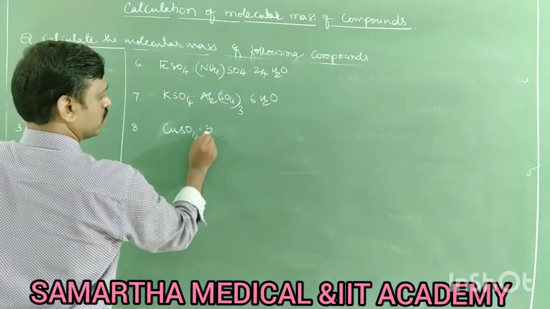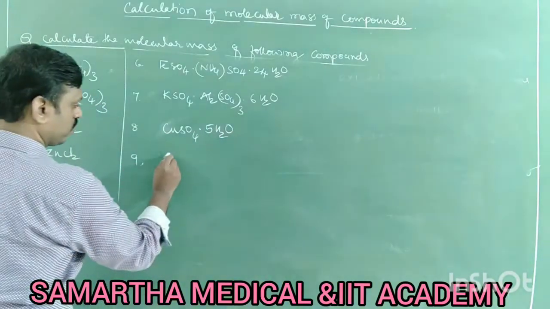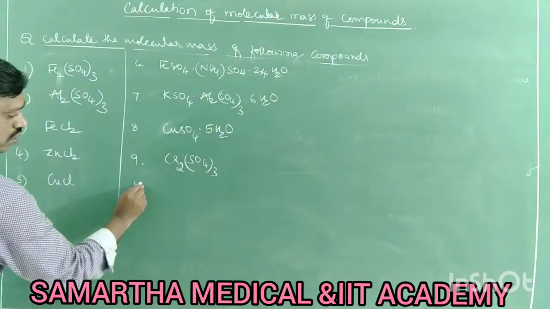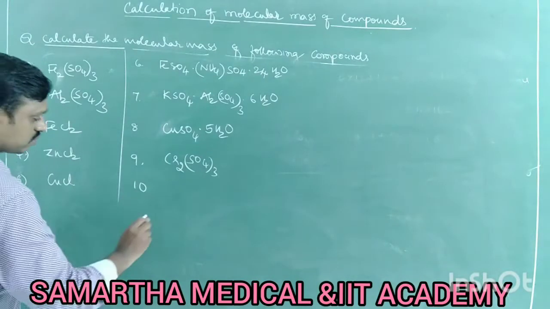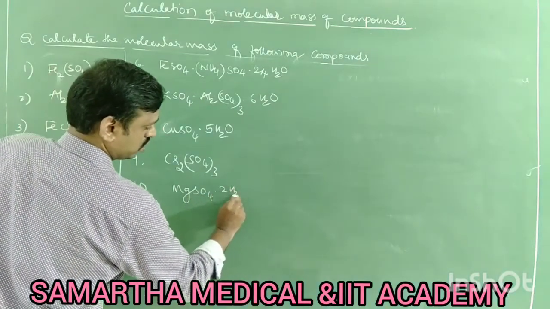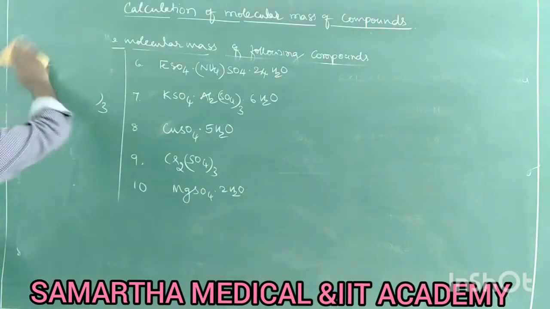CuSO4, 5H2O, Cr2(SO4)3, last one is MgSO4, 2H2O. So calculate the molecular mass of these compounds. Right. Next.